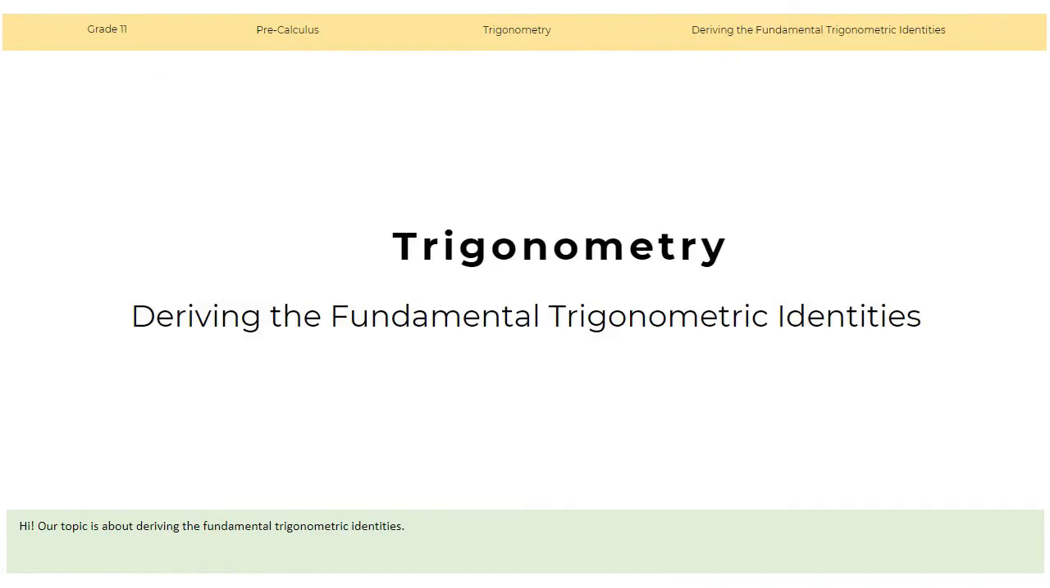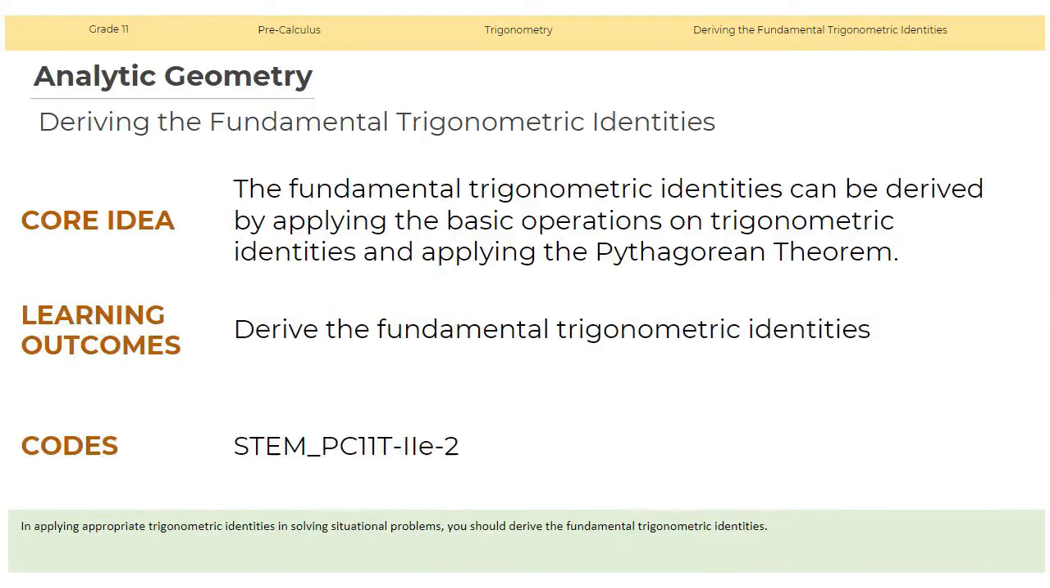Now, let's proceed to deriving the fundamental trigonometric identities. In applying appropriate trigonometric identities in solving situational problems, you should derive the fundamental trigonometric identities. The fundamental trigonometric identities can be derived by applying the basic operations on trigonometric identities and applying the Pythagorean theorem. For the learning outcome, you are expected to derive the fundamental trigonometric identities.